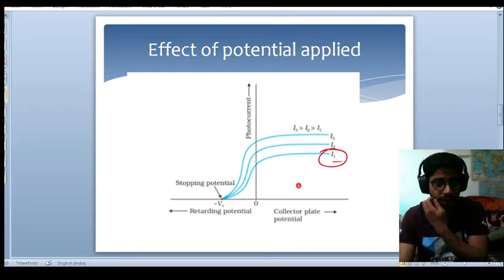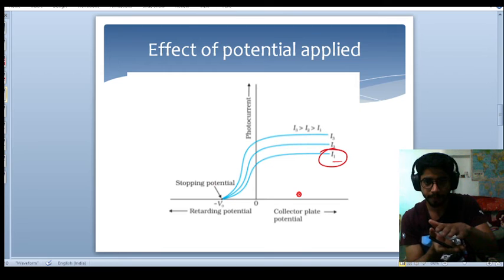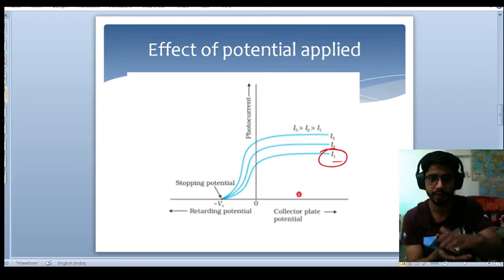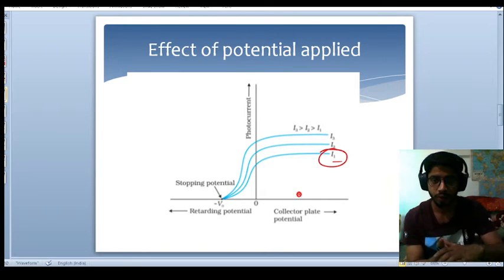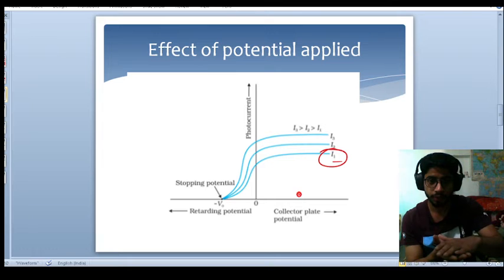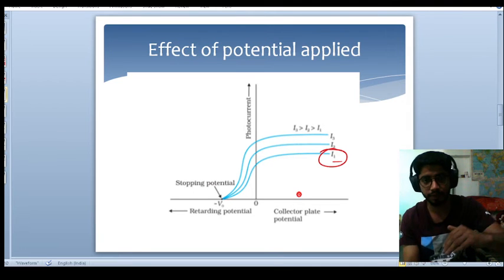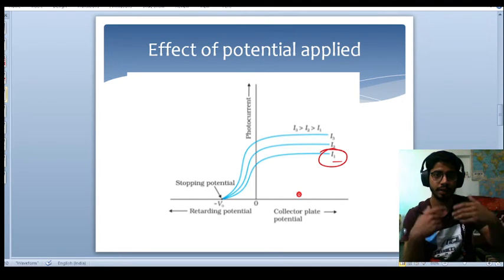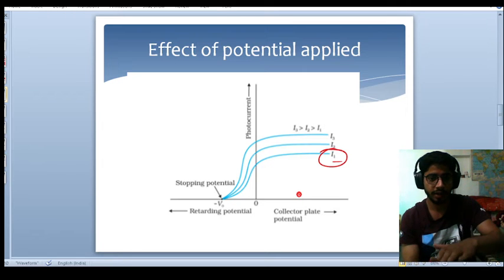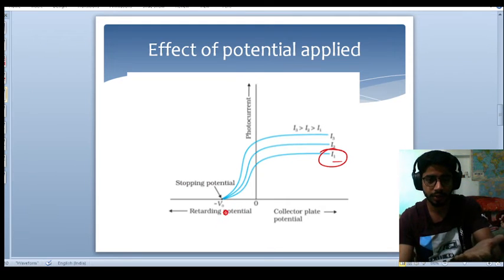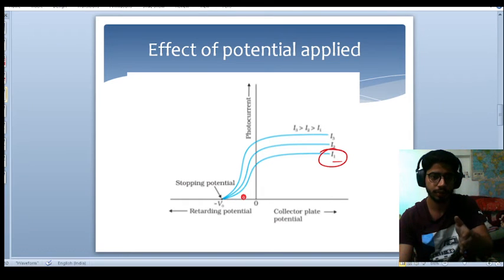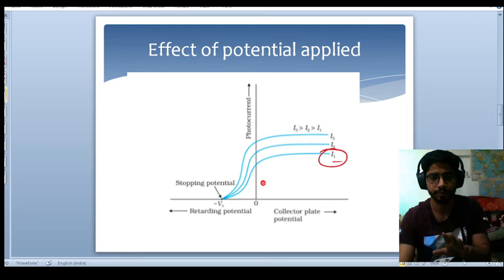If the frequency of the incident beam is greater than the threshold frequency, we have some idea that the remaining energy will be imparted to the electron as kinetic energy of the electron.